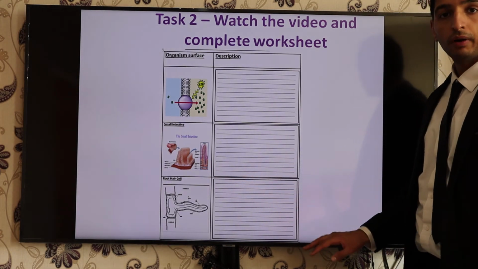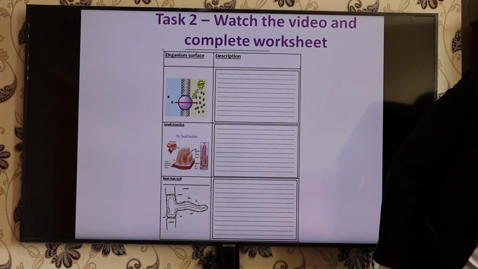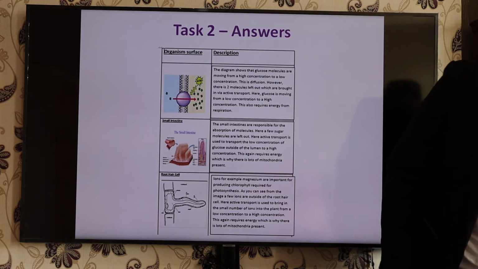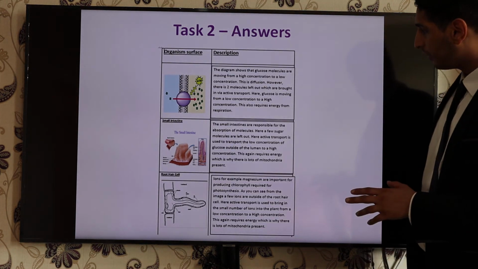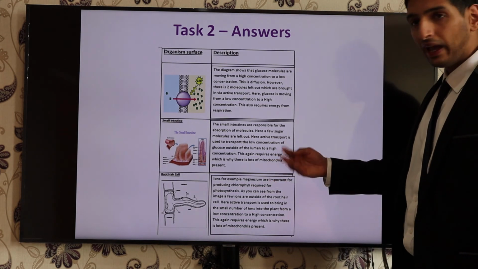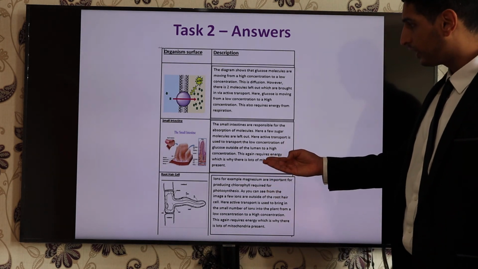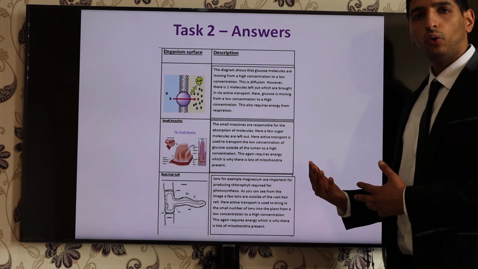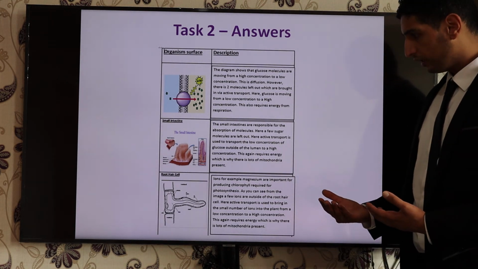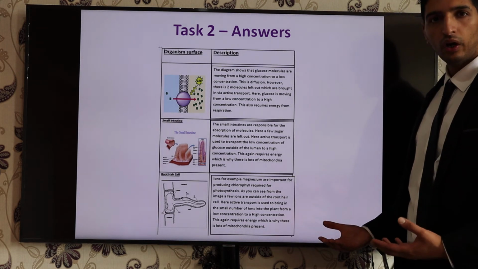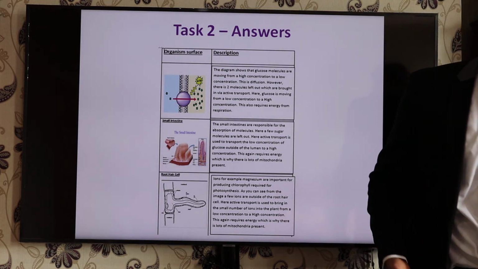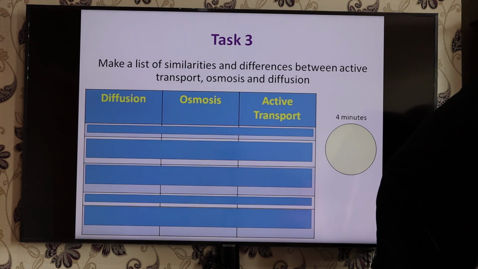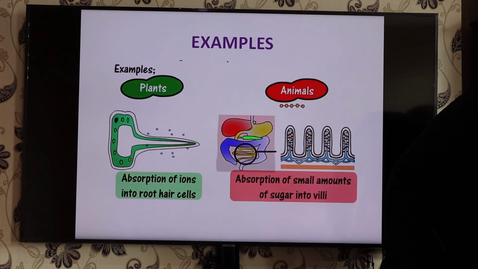But I want to talk about what active transport is exactly. Here are the answers on where they occur. Like I said, it occurs in the small intestines and inside the root hair cells. You do need to know this. You can pause the video and zoom in to look at the answers, but I want to go over exactly what it is, because it's extremely important that we know what it is.